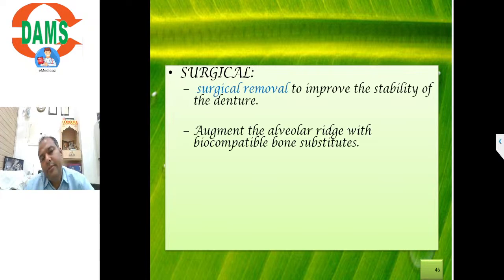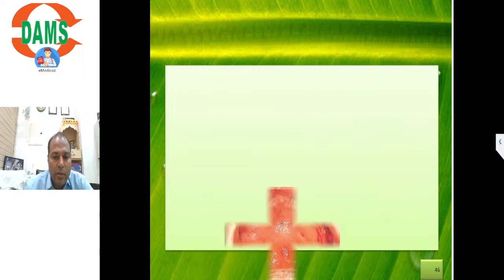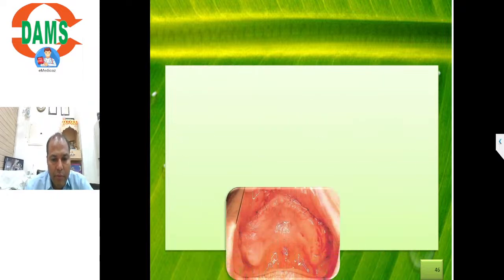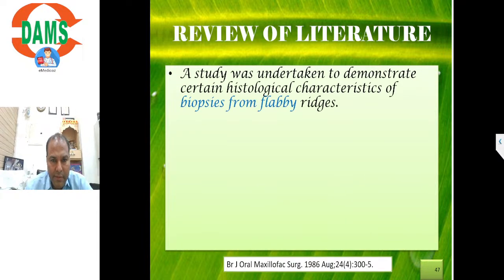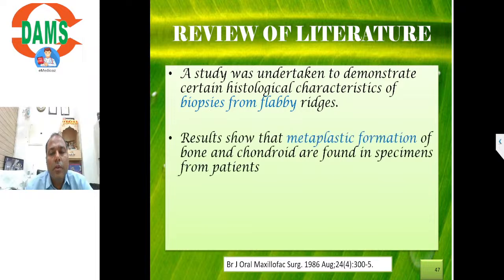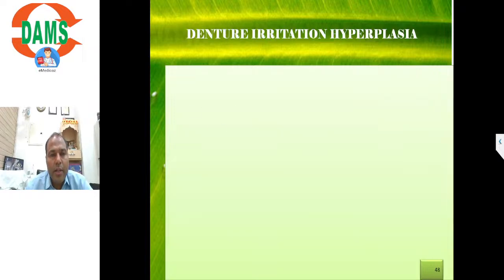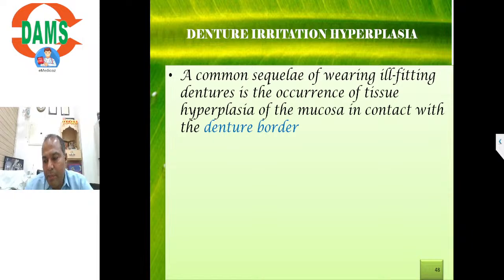Okay, if there's a lot of flabby tissue, you can go for surgical removal. And you can wait for healing, but if there is loss of sulcus, you can just go with the vestibuloplasty procedure. Then denture irritational hyperplasia.